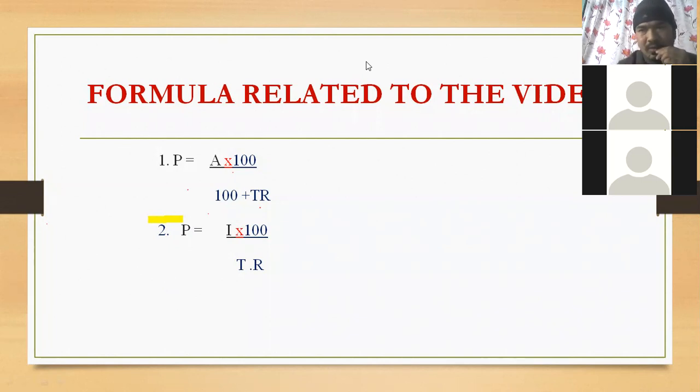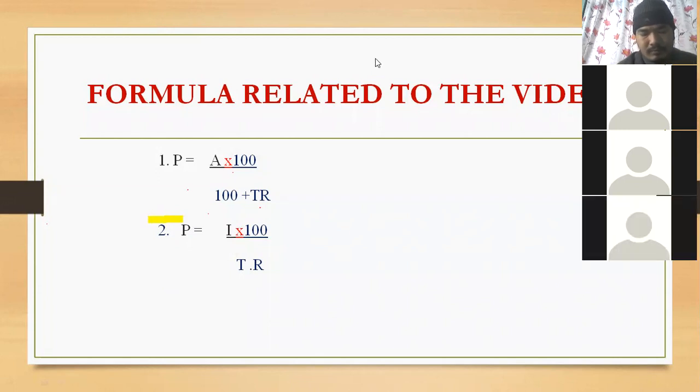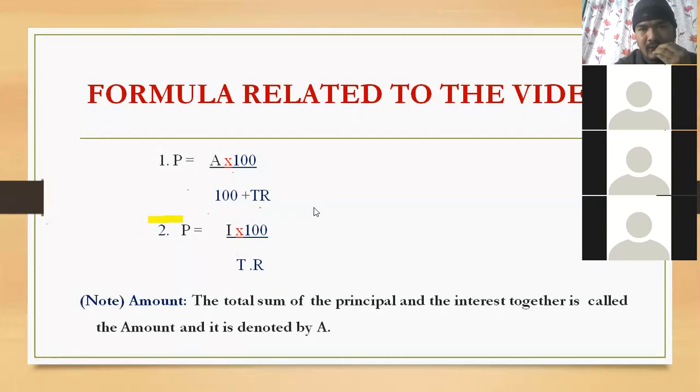And next one, look here. Last one is the note on amount. This is the amount topic, where amount, time and rate are given. Amount is the total sum of the principal and the interest together. Okay, the total sum of the principal and the interest together is known as the amount, and it is denoted by A.